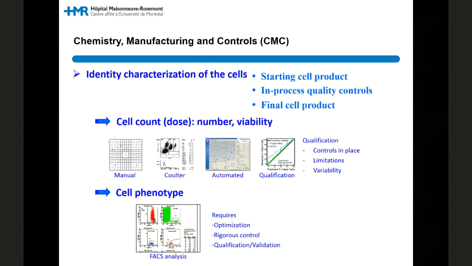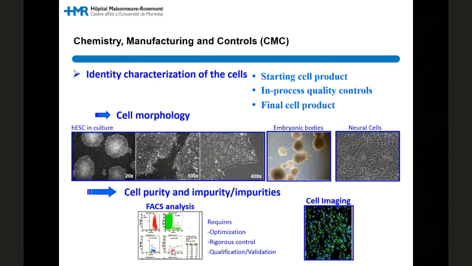Identifying cells, there are a number of ways. I don't want to go over them, but just to say that number and viability can be done using a variety of measurements, and you're in control of doing that. You have to justify what type of instrument, what type of methodology you're using, and show that you have control over that. This can be in different flavors, and you can have morphology, not only the measurement of the number, but also the quality of the cells.